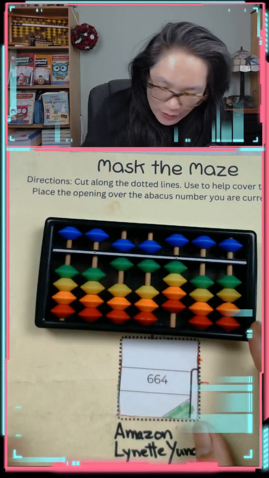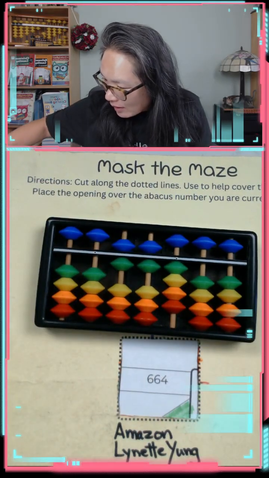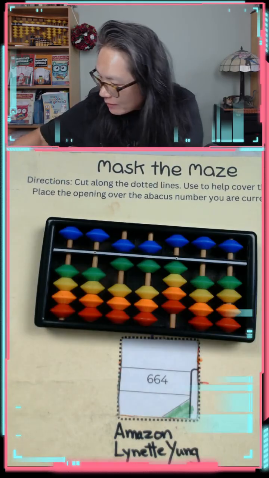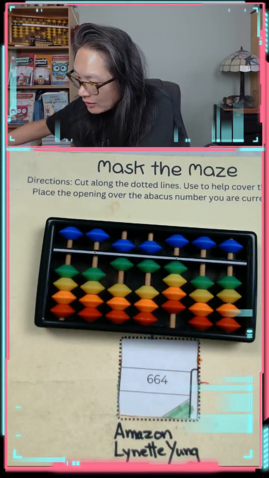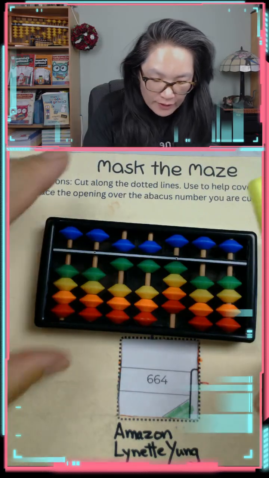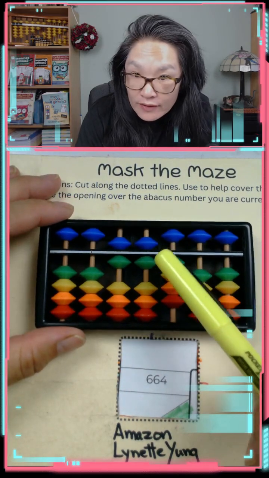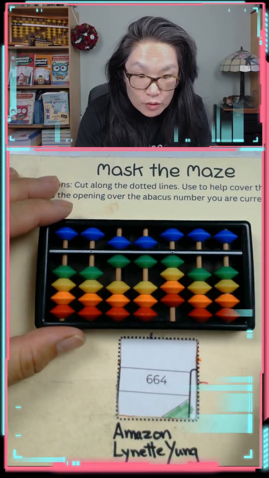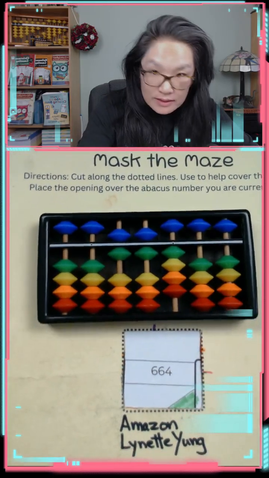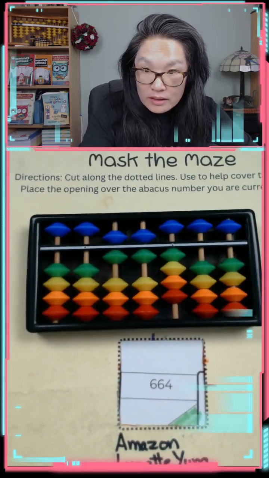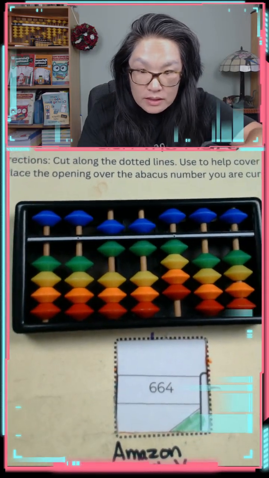664. So whenever the beads are touching the reckoning bar, this is the reckoning bar, whenever the beads are touching the reckoning bar, that is what's considered counted. So here we have the top bead is a value of 5. The bottom bead is a value of 1. So together they make 6. So one bead on top and one bead on bottom is 6.